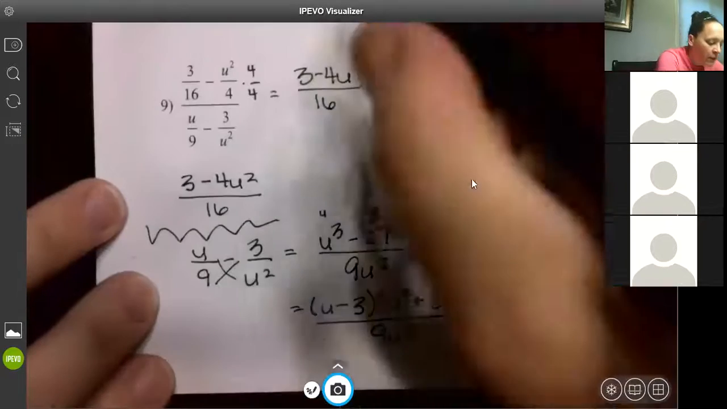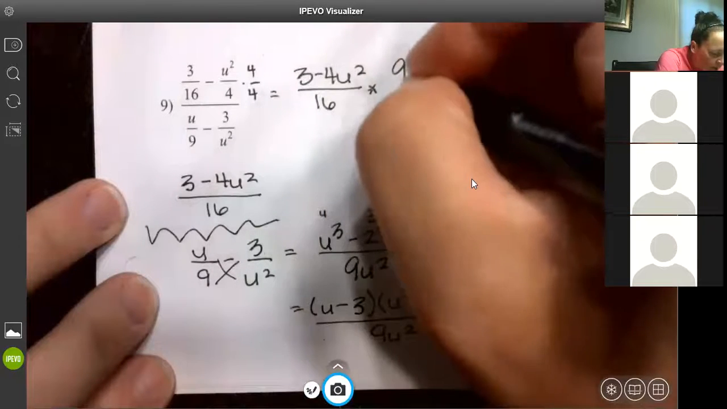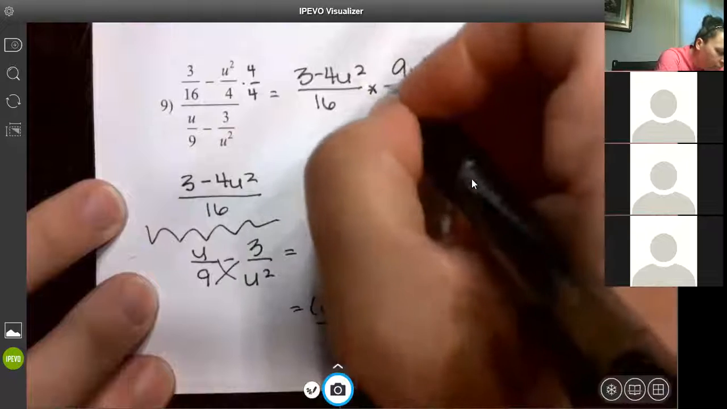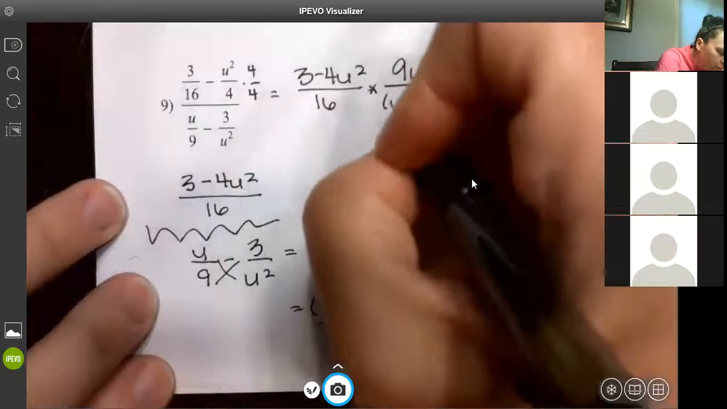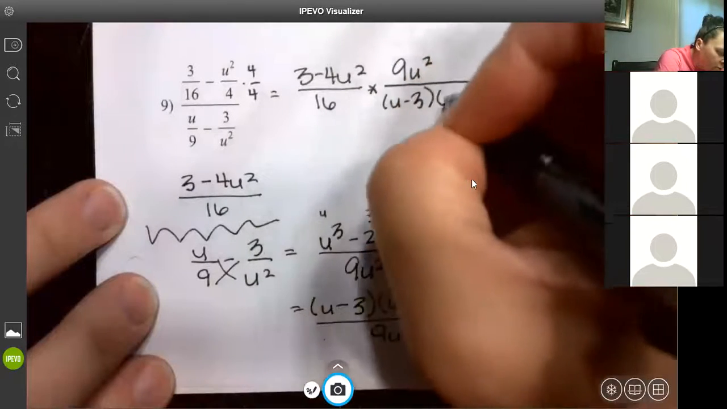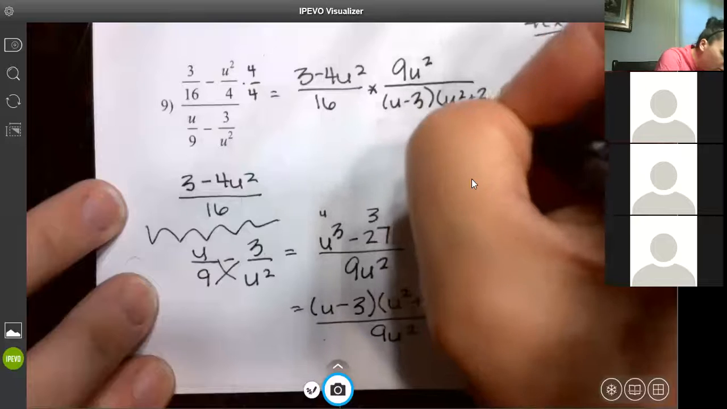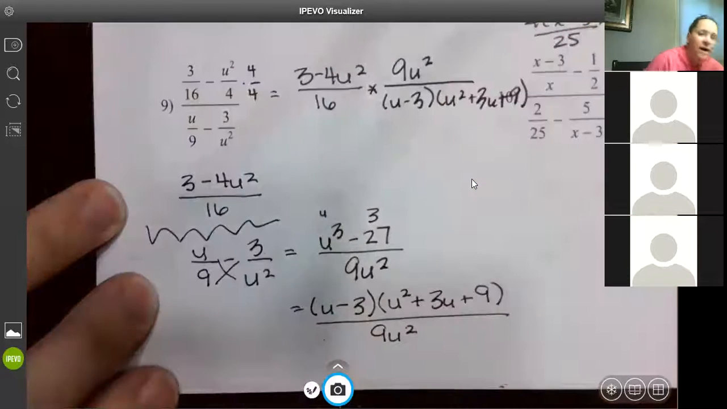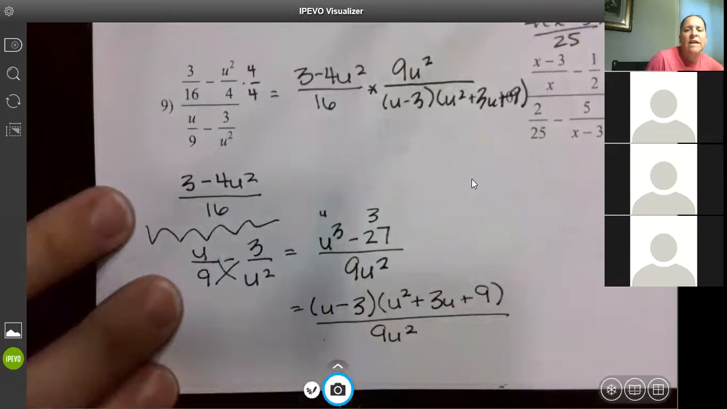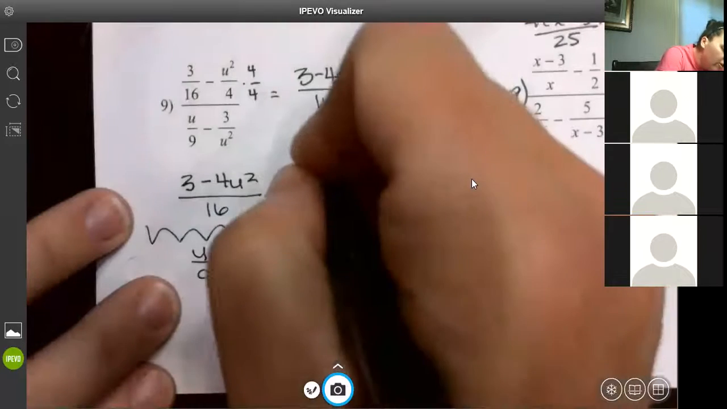We're going to flip it and multiply it. So 9u squared goes on the top. On the bottom, u minus 3, u squared plus 3u plus 9. Is there anything I can reduce? You guys see anything you can reduce? Yes or no? No. No, so we just squish it together.